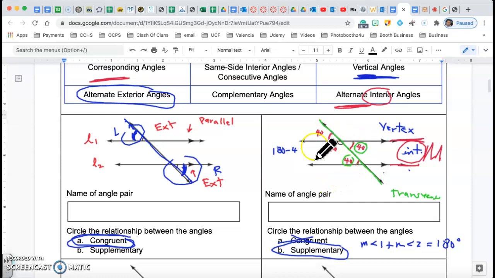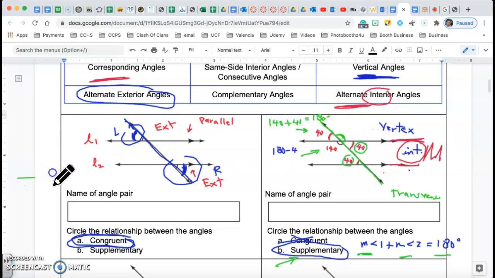So let's go back. I have 40 here and I have 140 there. 140 plus 40 is equal to 180. And we said that supplementary angles is when you add two angles and you get 180, which means these two angles are supplementary angles. This angle on the left and the right, look, 140 and 40 are supplementary angles. If I need to find these two angles, I said, this 40 and that have to be supplementary angles because it's a straight line.